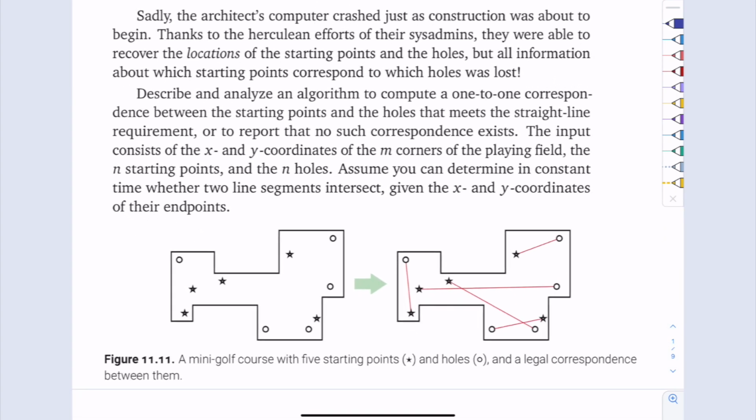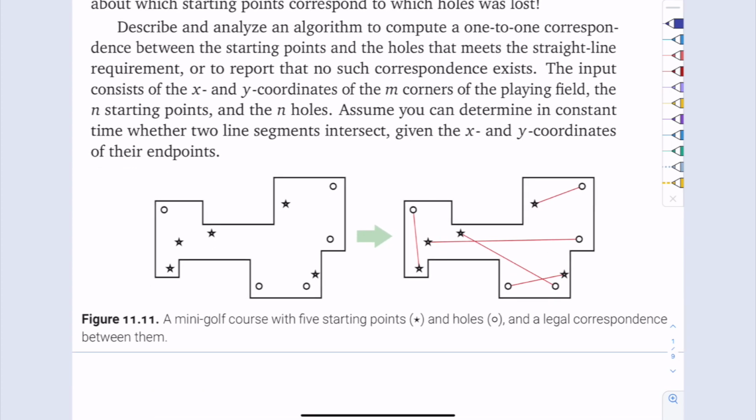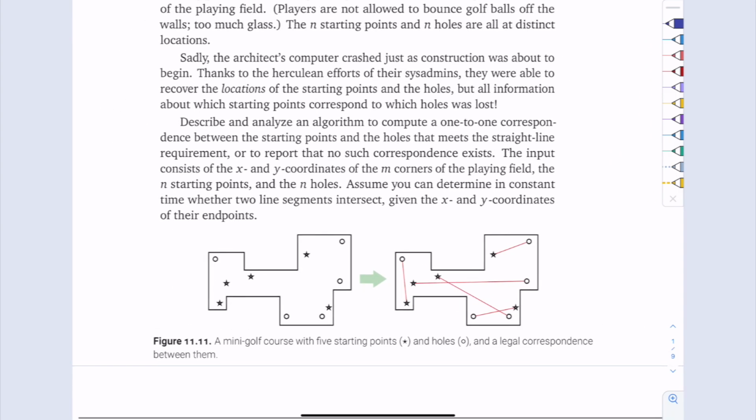Okay, an example input might be like this picture. The starting points are the stars, and the ending points are the circles, and you have to draw straight lines to make a legal mini golf course. Does that make sense? I understand there's maybe a lot of geometric details. I wouldn't worry too much about that, just think at a high level how to more or less reduce it to something we've done before.